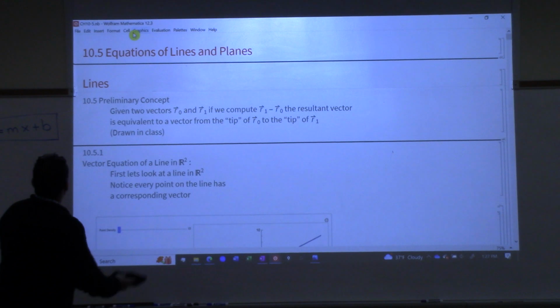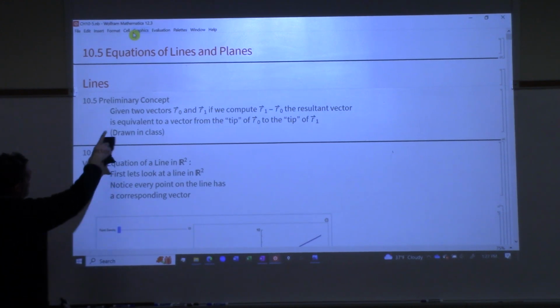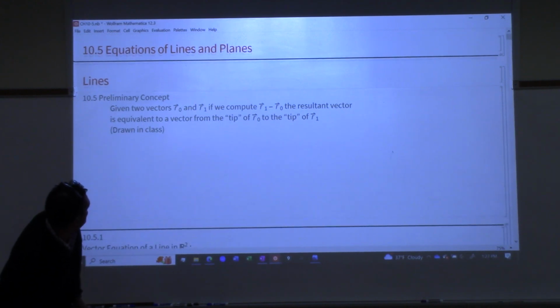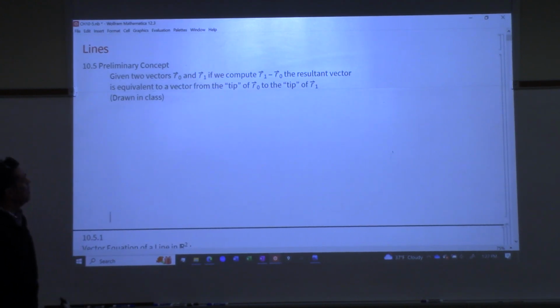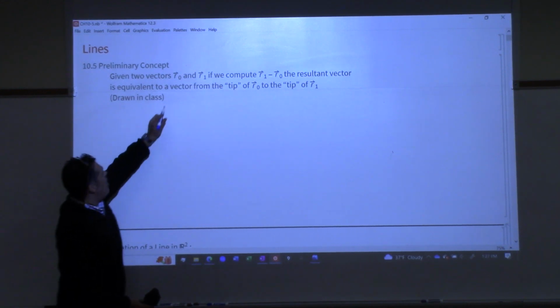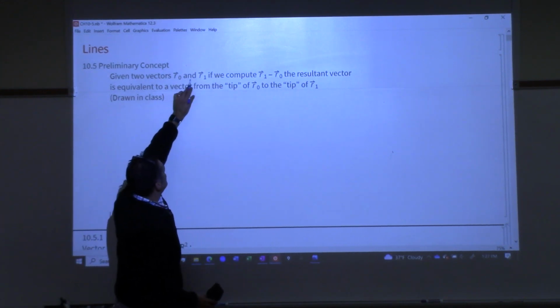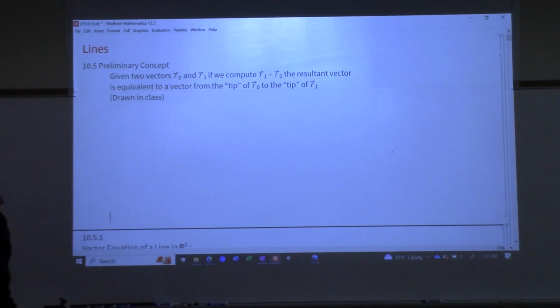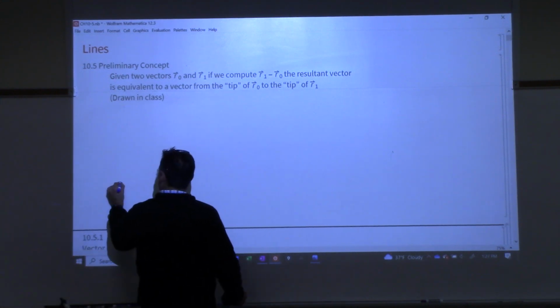All right, so we need to first talk about this first step, preliminary concept. It says here I'm going to do this in class, so let me move this so you can see what I'm about to do. It says given 2 vectors, I'm going to say this, R0 and R1. Okay, given 2 vectors R0 and R1, let's compute R1 minus R0. So I'm going to draw this.